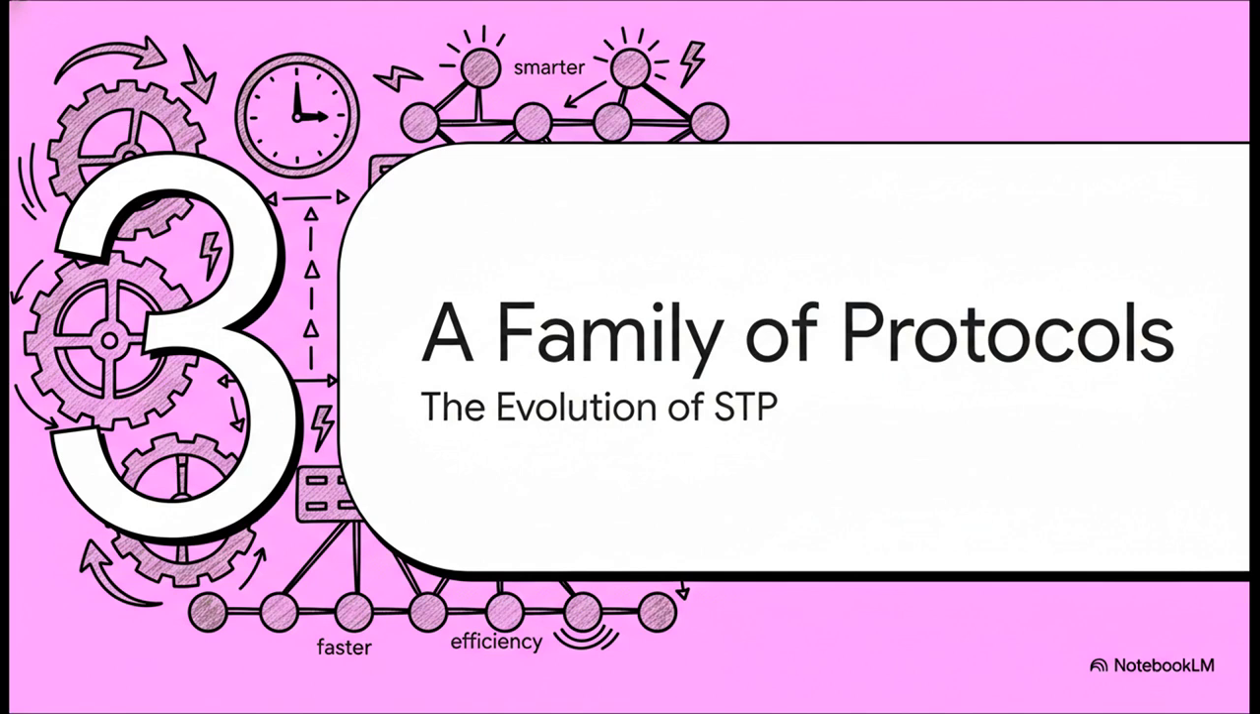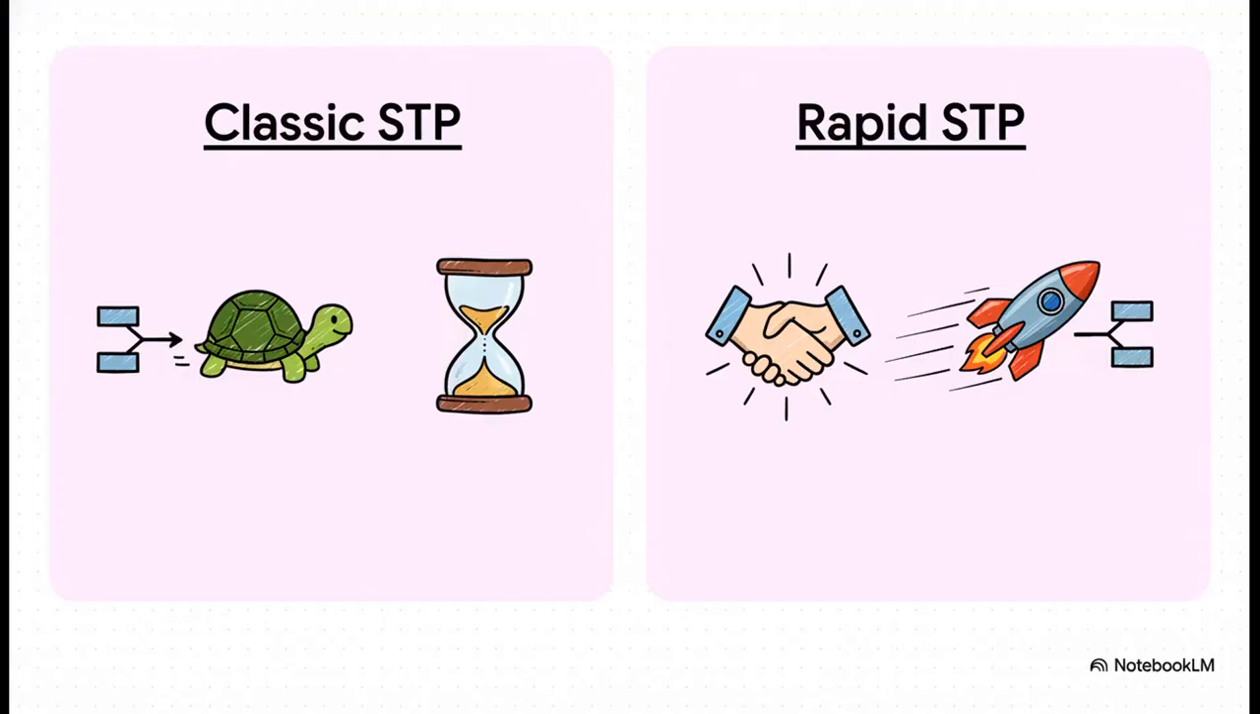Let's take a look at how it grew up. The biggest jump, by far, was from the original classic STP to what we call rapid STP. See, the old version used these really slow timers. If a link went down, it could take almost a full minute, up to 50 seconds, to bring a backup link online. 50 seconds! In today's world, that's a catastrophic outage.